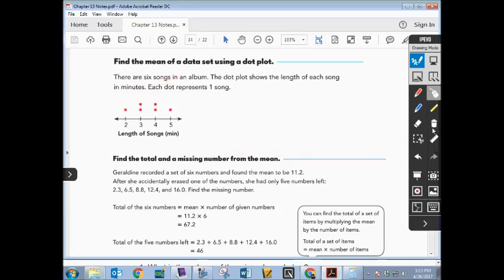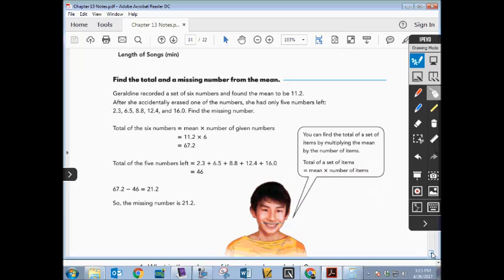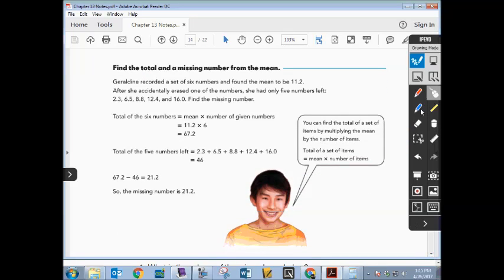All right. Let me go down to here. Find the total and a missing number from the mean. Okay, now you can see what they did here. What they gave you is they said Geraldine recorded a set of 6 numbers and found the mean to be 11.2. Okay, after she accidentally erased one of the numbers, she only had 5 numbers left. So she has these numbers right here. You have to figure out the one that she accidentally erased.